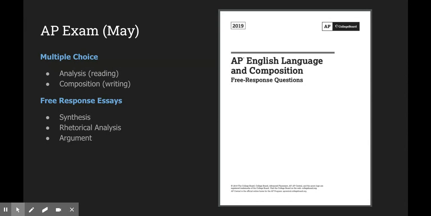And then the 3 free response essays, as you saw on the previous slide, you'll have 2 hours and 15 minutes to read, annotate, and produce essays for synthesis, rhetorical analysis, and argument. Your performance on this exam not only determines college placement in composition courses, but it might also earn you units and save you a few bucks. So this is a course that I certainly want to recommend.